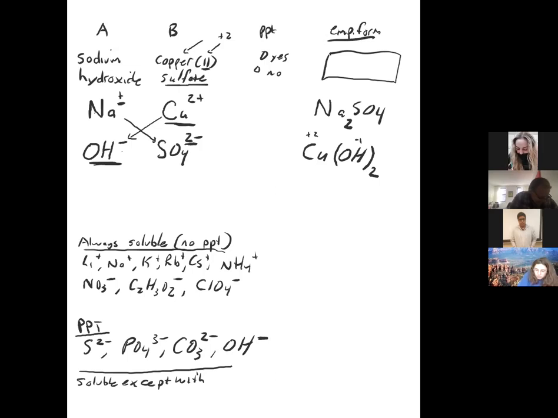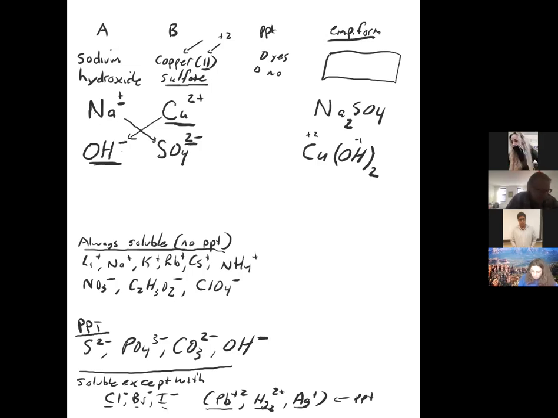And so those are the chlorides, bromides, and iodides, except with lead, mercury, and silver. So if they're with one of these, then they're a precipitate. But if they're not with one of those, they're soluble. So let's take a look. We got sodium, always soluble. So this is definitely going to be aqueous. So that's not a precipitate. If it's aqueous, it's not a precipitate.